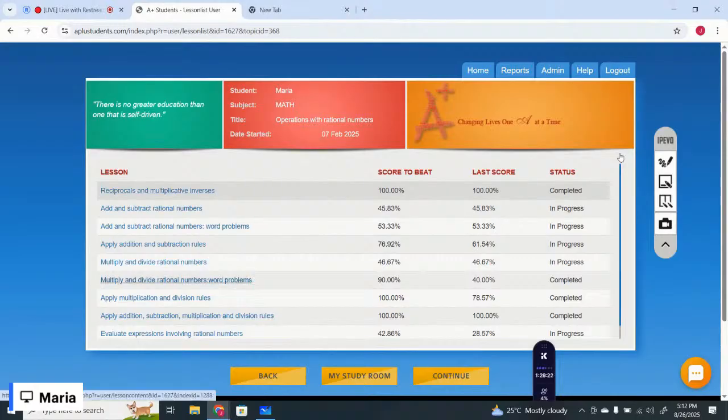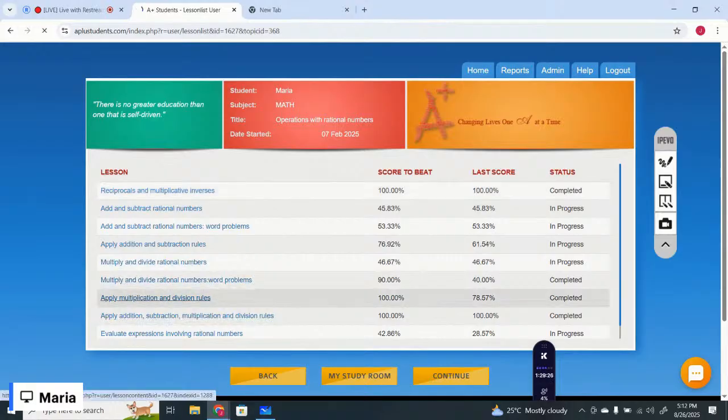Multiply and divide rational numbers word problems, you can do on your own. Next one is apply multiplication and division rules.